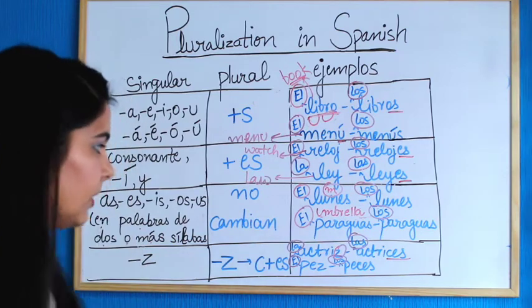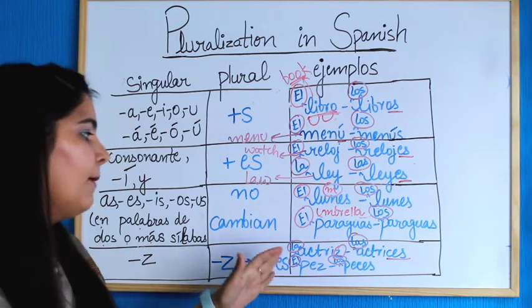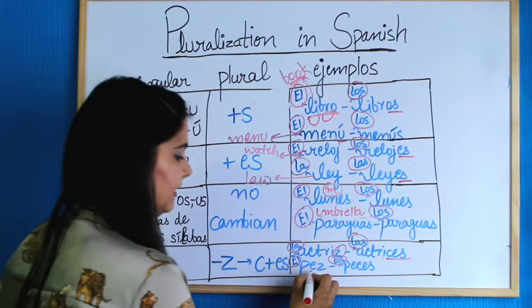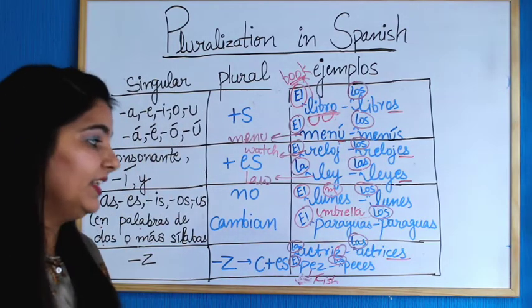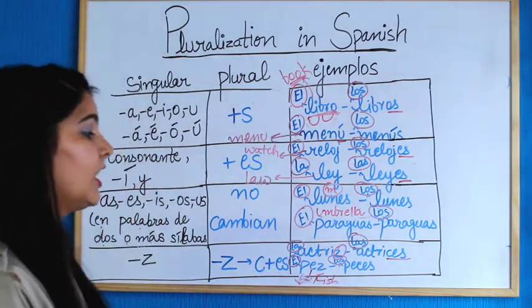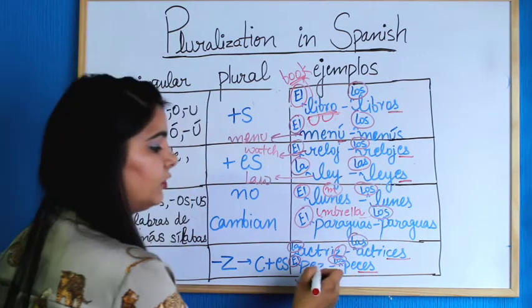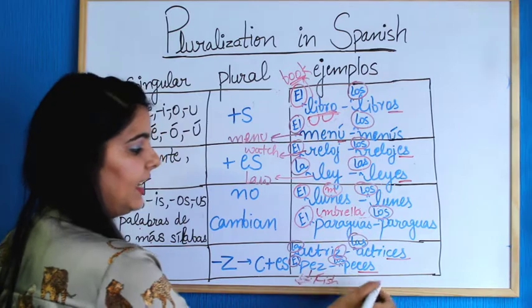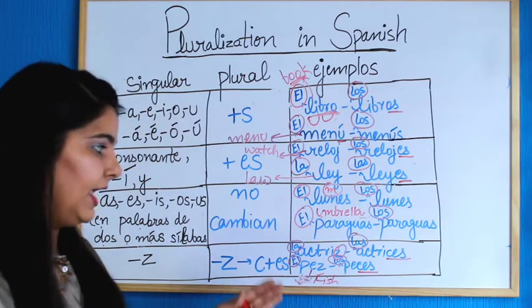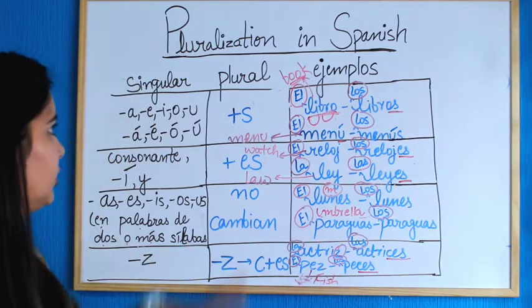Okay? Next is el pez. So pez is fish. El pez, which is masculine, has its plural form los peces. So in place of Z I have put CES or se e hace de español. So this is how it works.